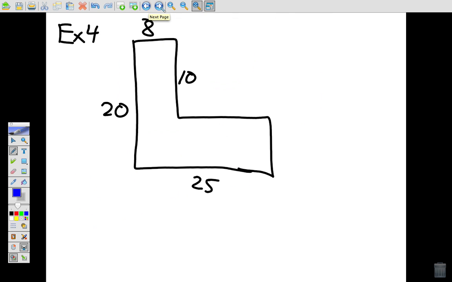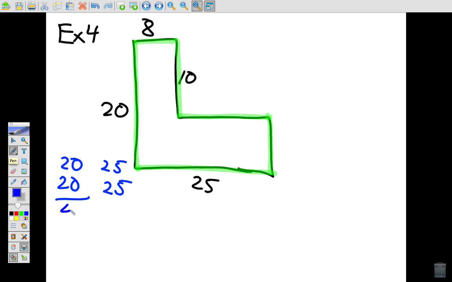Let's take a look at example 4. Now, example 4, I'm going to show you a couple ways you might do this. I can easily see that this is 20. So let me ask you this question: what would this part plus this part add up to? And the answer is 20 also. I can see this is 25, so I have a 25. And what would this part plus this part add up to? Another 25. So I have 40, I have 50, total of 90 units.